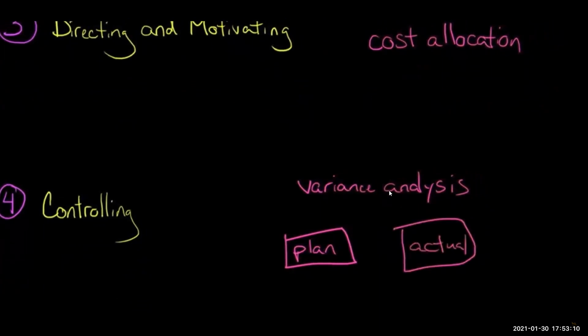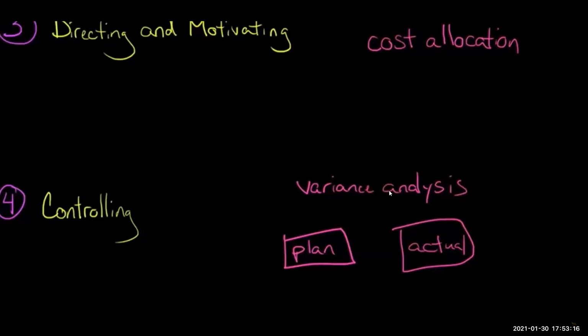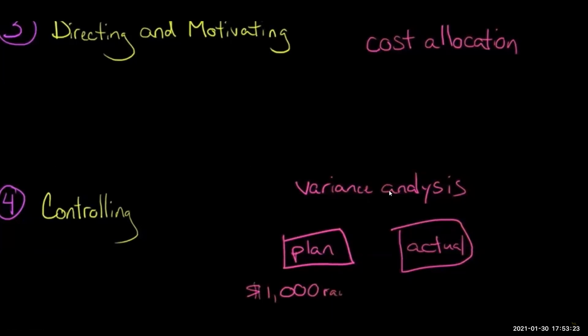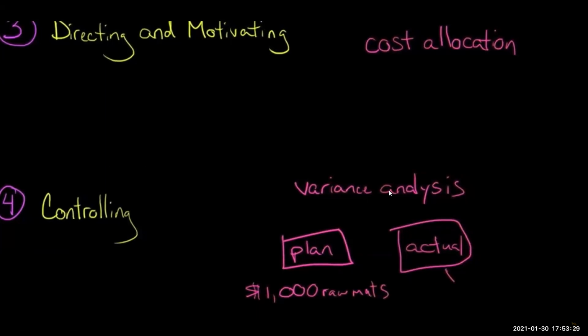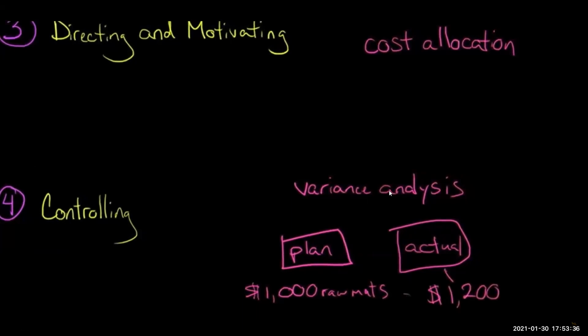So think about it this way. You say, okay, well, I think I'm going to buy 100 units or spend $1,000 on raw materials to build these couches, right? So I'm going to spend $1,000. That's the budget. That's the plan that we talked about in step 1. But then after the period is over, we look and we say, okay, we actually spent $1,200. So now we know that we overspent by $200 more than what we set out at the beginning of the period.